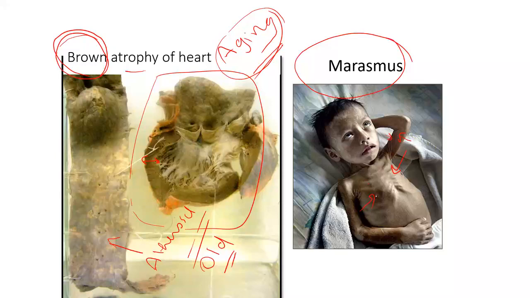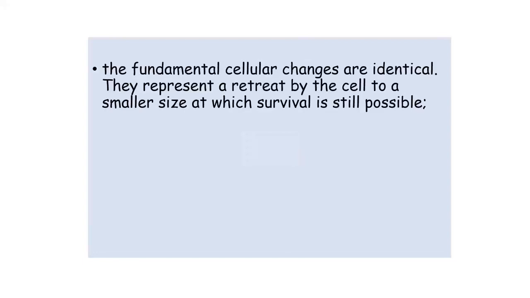The fundamental cellular changes occurring in all forms of atrophy due to different causes are identical, and these changes represent a retreat by the cell to a smaller size at which survival is still possible. So the cells are not dead, they are living, but they are small, so they can still live.